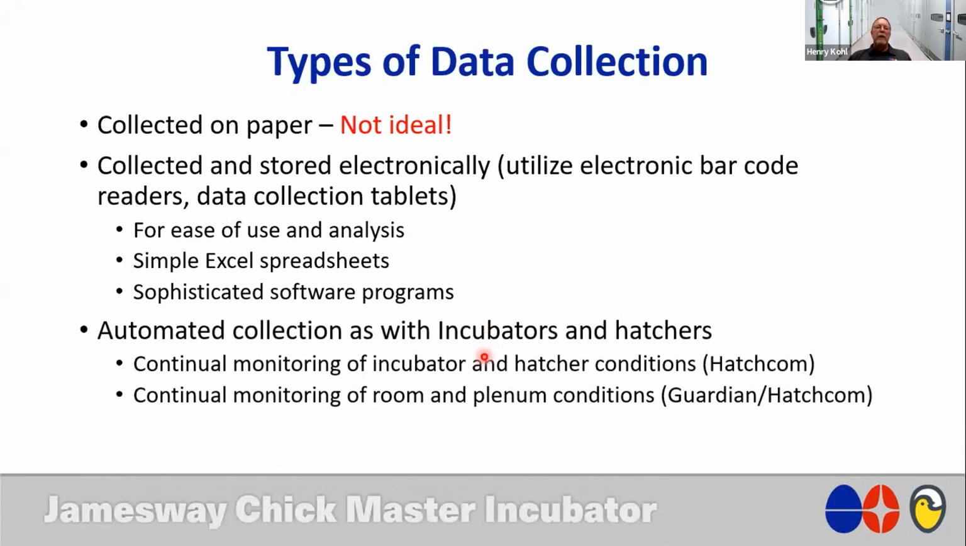And then we've got the automated collection systems with incubators, hatchers, our Guardian controls that collect our humidities in our rooms, our temperatures in our rooms, our pressures in our rooms, our pressures in our plenums, all can be collected automatically. The more we can automate in our data collection, the less somebody has to go out and write that down on a piece of paper, and then somebody then has to transcribe it into an electronic format. So the more we can do automatically, again, the better we are.